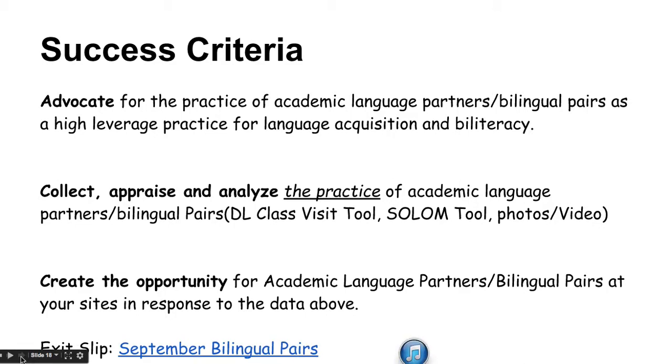For example, the Dual Language Classroom Visit tool, the SOLOM that was presented in this presentation, or you may take some photos or video of your students and then reflect on how you could support the language acquisition of your partnerships. Lastly, you want to create opportunities for academic language partners and bilingual pairs at your sites or in your classroom in response to the data you've collected.